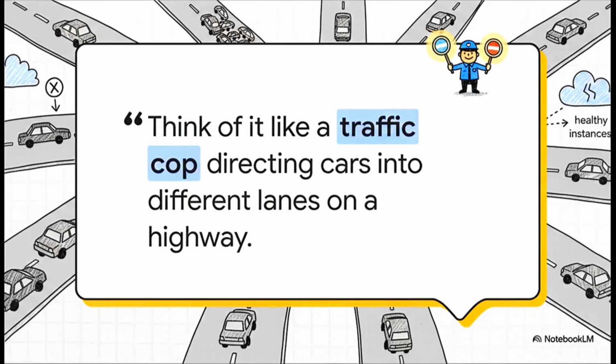The traffic cop analogy is perfect here. It's preventing traffic jams by making sure no single VM gets all the work. But crucially, it's also constantly checking the health of each VM. If one of them becomes unhealthy or crashes, the load balancer sees that immediately and just stops sending traffic its way, seamlessly redirecting everyone to the servers that are still running strong.